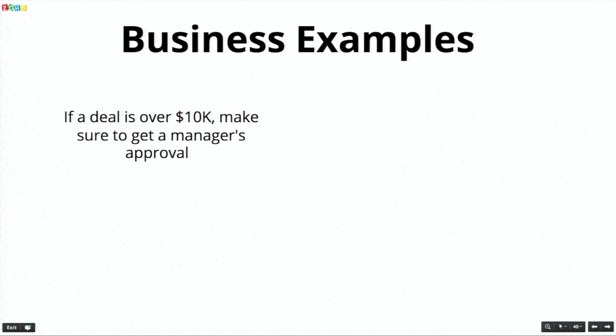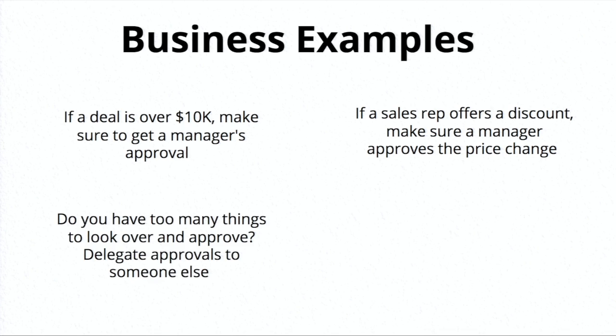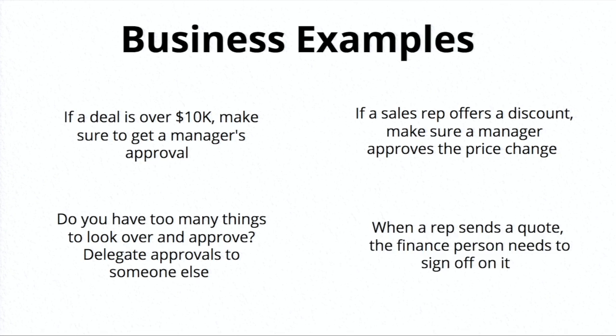Okay, some business examples: if the deal is over $10,000, make sure to get the manager's approval. If a sales rep offers a discount, make sure the manager approves the price change before you do so. If you have too many things to look over and approve, you can delegate all those approvals to someone else. And when a rep sends a quote, the finance person needs to sign off on it before going through with the deal.